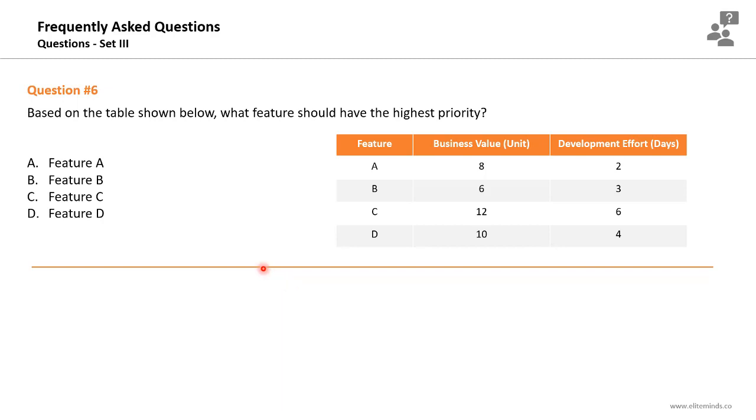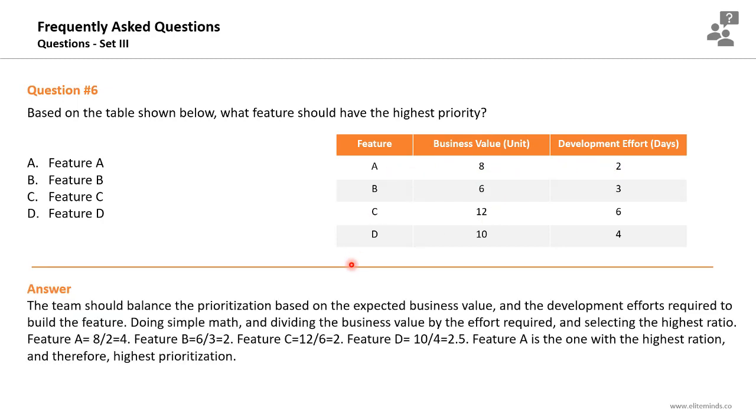Based on the table shown below, what feature should have the highest priority? If you want to prioritize the features in the product backlog, and you have these 4 features, the business value is given in units and the development effort is given in days. The one with the highest priority is the one with the highest business value, considering the level of effort required to deliver this business value. So what you need to do is divide the business value by the number of days, and the feature with the highest ratio is the one with the highest priority.